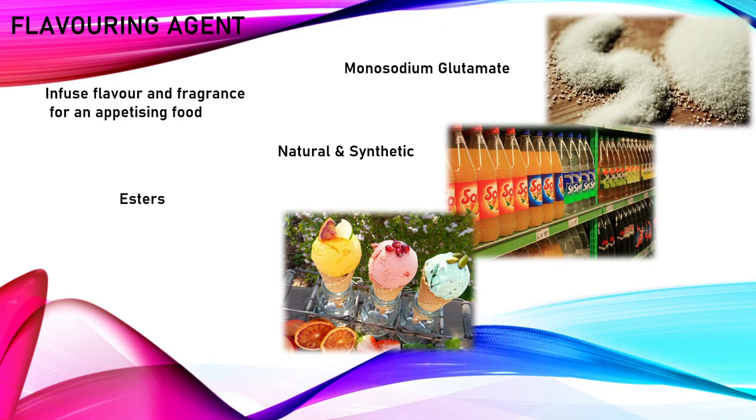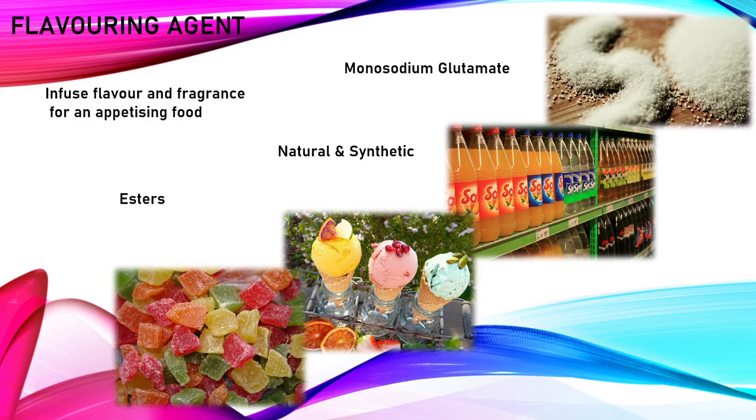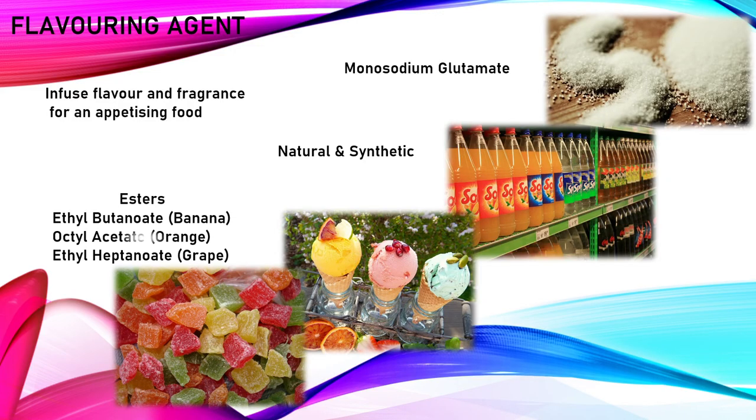Various types of esters are also used in food industries to make the food appetizing. Esters are also important in giving fragrance and nice smells to processed foods such as candies. For example, ethyl butanoate gives banana flavor, octyl acetate gives orange flavor, while ethyl heptanoate gives grape flavor.